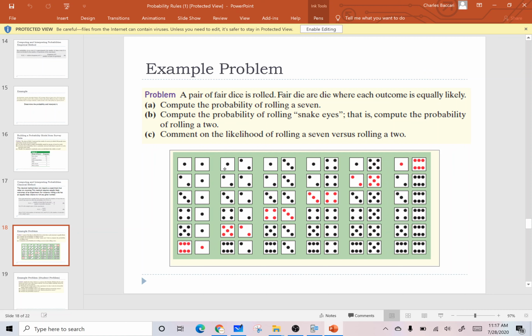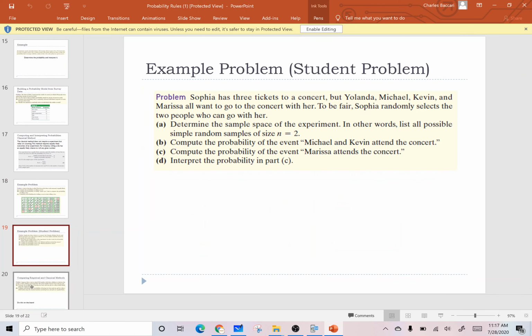And then comment on the likelihood of rolling a 7 versus rolling a 2. So you're 6 times more likely to roll a 7 than you are to roll a 2 or snake eyes. So that's one interpretation of it.